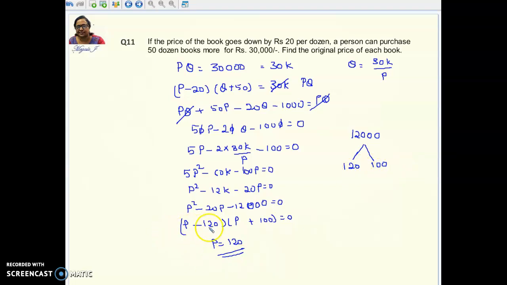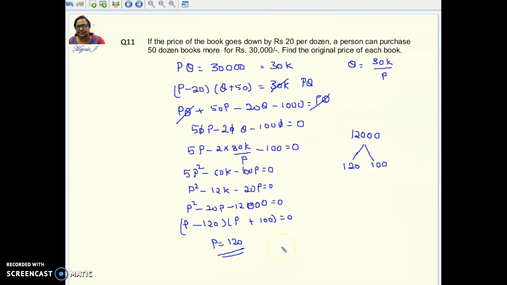So write down here P minus, P and 120, P and 100. And here the negative sign is there, so that will come for the larger number as usual. So minus here, because the product is negative, the other one should be positive. So when you solve for this, you will get P equal to 120 or P equal to minus 100. And you know that the value cannot be negative because the price cannot be negative here. So we have to consider this P as 120. So that's the answer here.